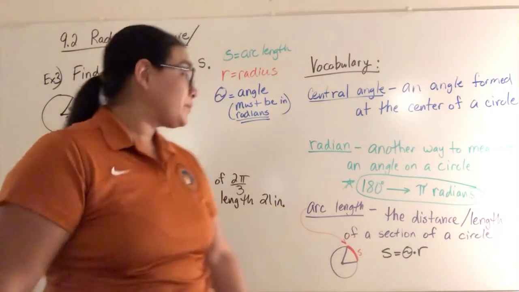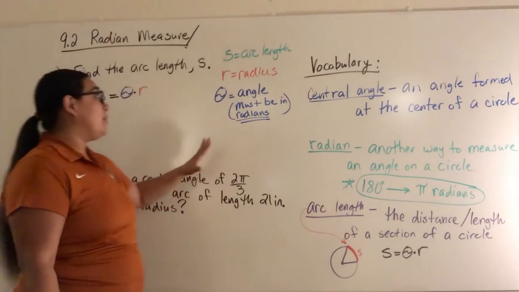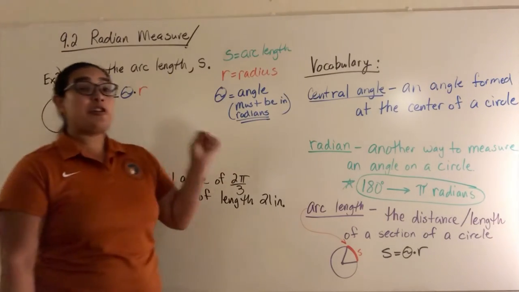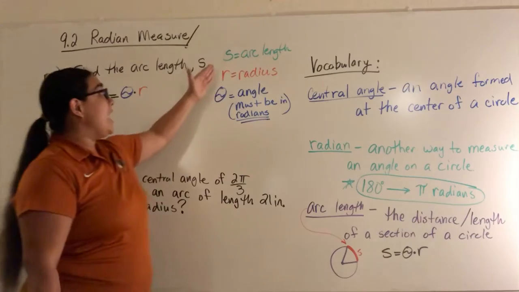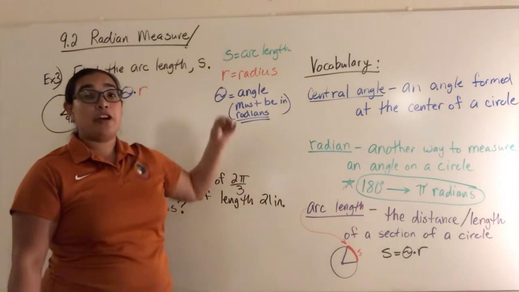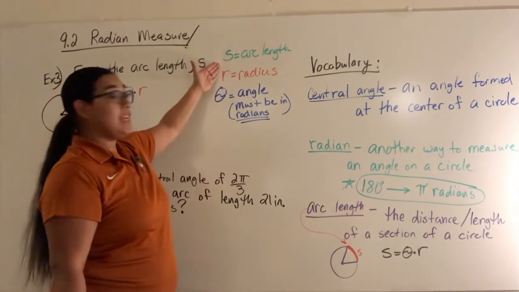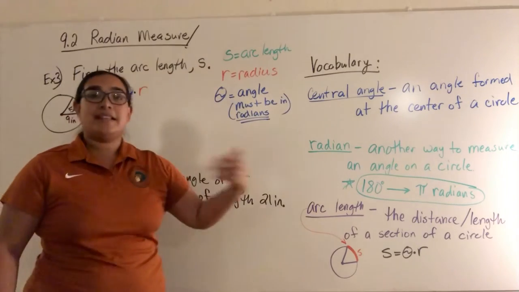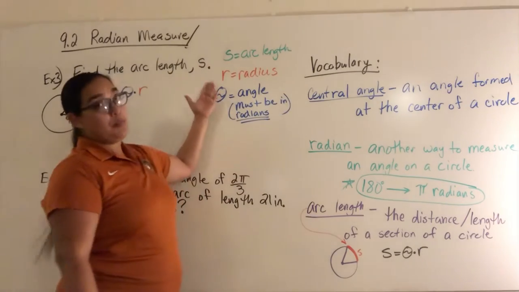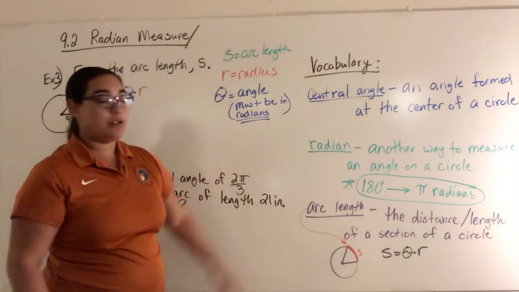It's pretty simple. So coming over here to the first example, just some vocabulary, some variables that we need to define here. So S is what they're going to use for the variable for arc length. So when you see S in your formulas, they're saying, hey, that's the arc length value. R, appropriately, stands for radius, so that should be pretty easy for us.